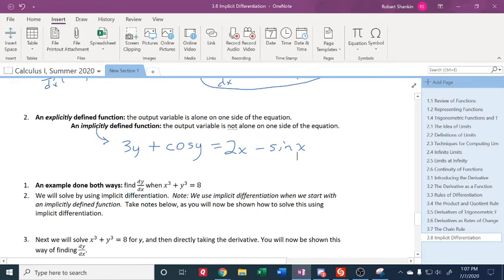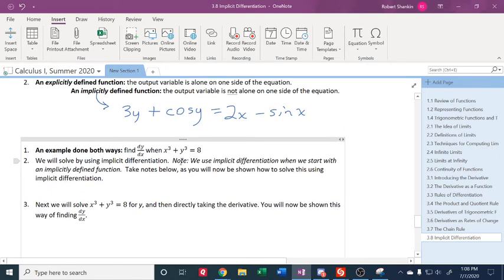If it was missing this cosine of y, then I could just divide both sides by 3 and then solve this thing for y. If it can easily be solved for y, then we call that explicit. If it can't be solved for y, then it's an implicitly defined function. Okay, so everybody clear on those definitions, explicitly and implicitly defined functions? If there's no questions there, we're going to go and look at a problem.